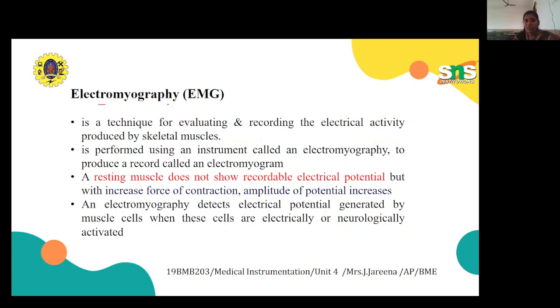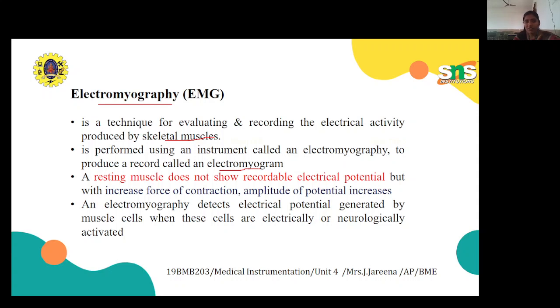Electromyography is a technique used to measure or record the electrical activity produced by the skeletal muscles, and an electromyograph is an instrument used to measure or record the EMG. The result you get from the machine is the electromyogram. We should know the difference between electromyography, electromyograph, and electromyogram. These three things are different. When you see these three words they seem similar, but the meanings of these words are different from each other.